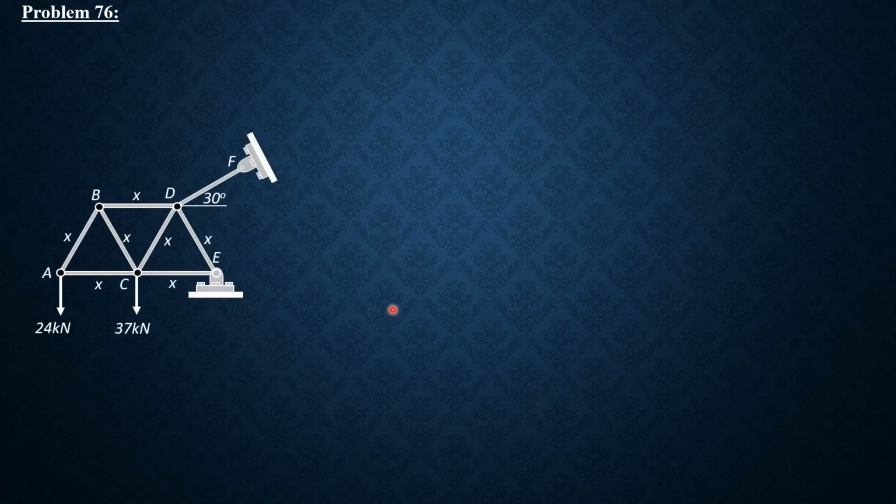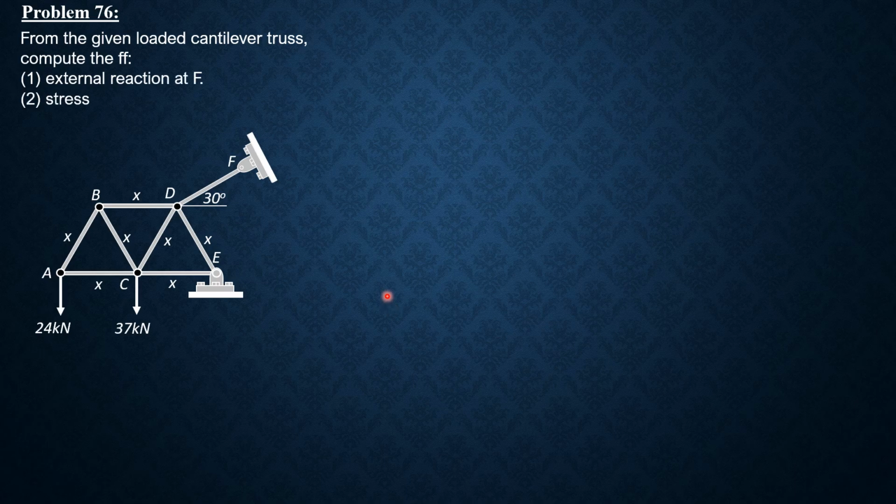Next, for problem 76, this is the truss given. From the given loaded cantilever truss, compute the following: the external reaction at F, the stress of member BC, the stress of member DE. So when we say stress, that's the member force labeled as tension or compression.